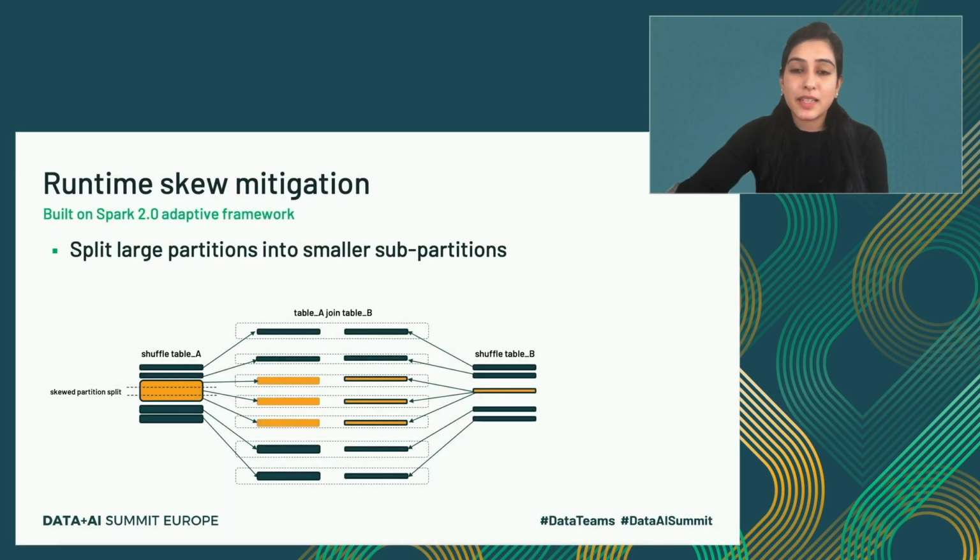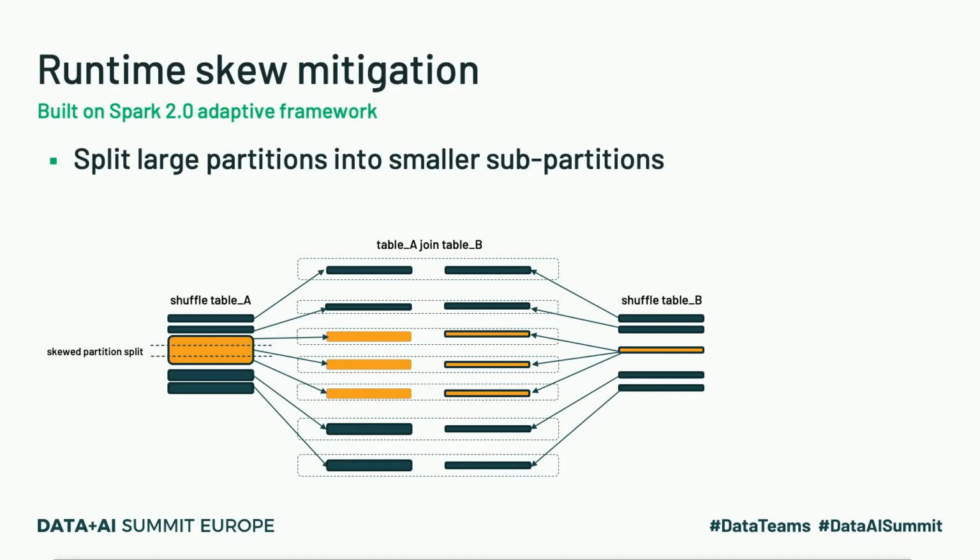Once we detect that a partition is skewed, we now mitigate it by splitting the skewed partition into multiple subpartitions. The corresponding partition on the other side of the join is duplicated to each task processing the split subpartitions. Since partitions are now evenly sized, the end-to-end latency of this join is greatly reduced.